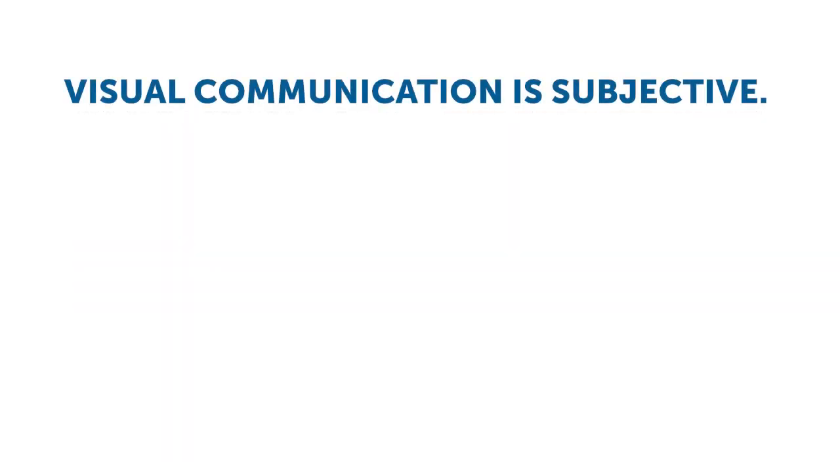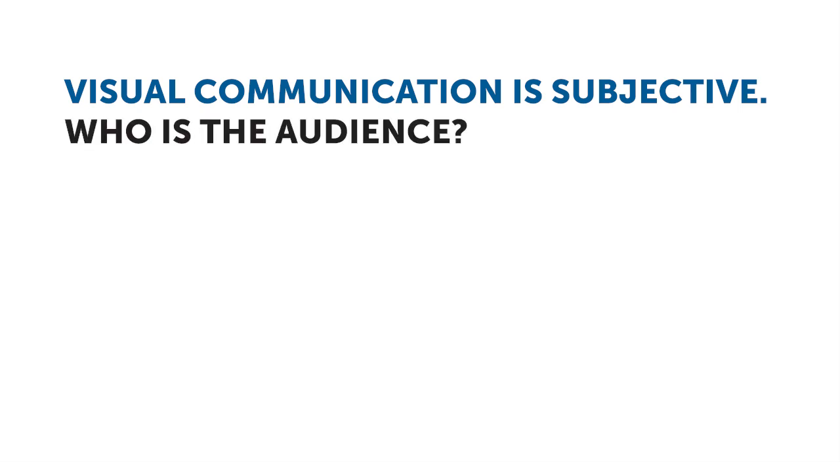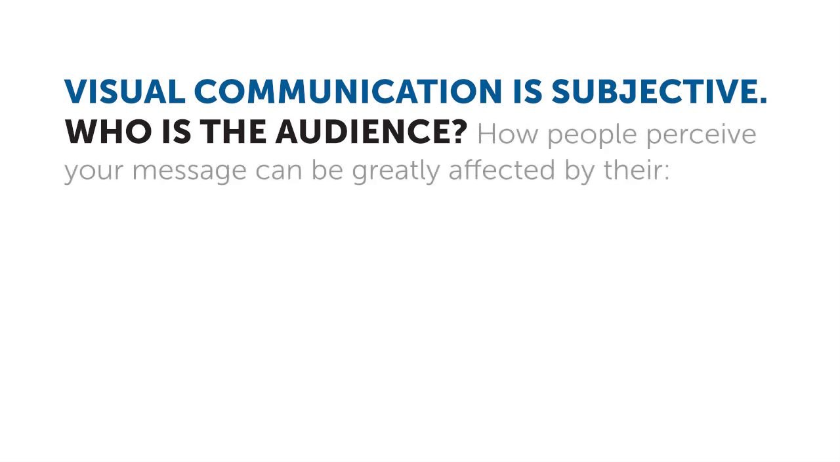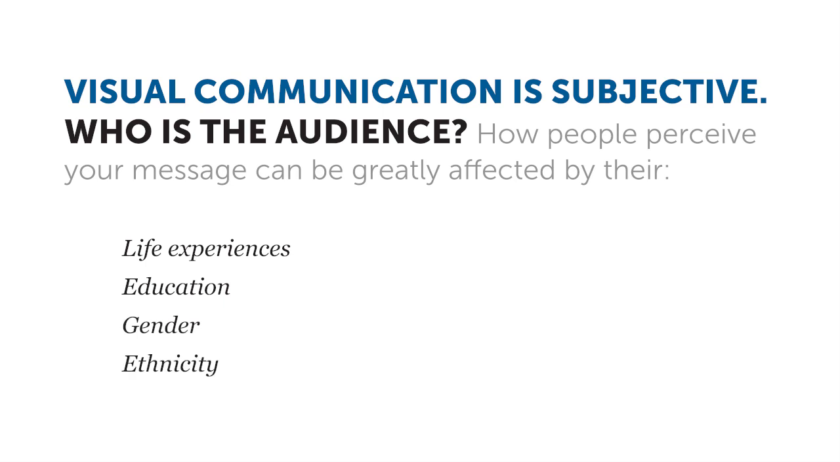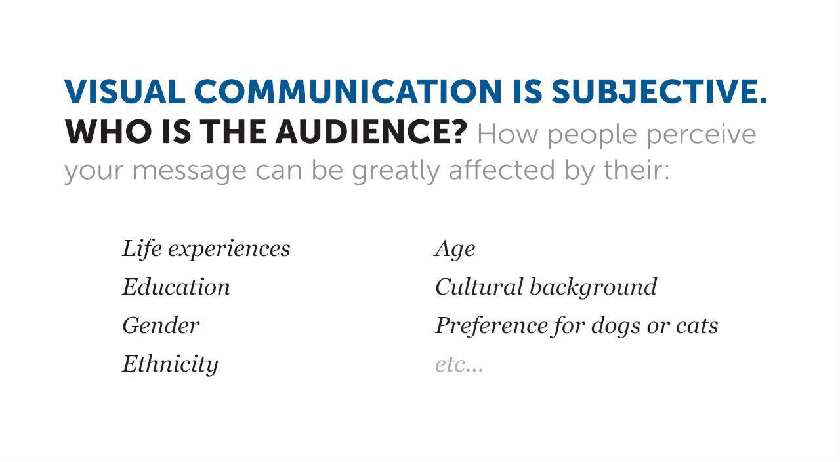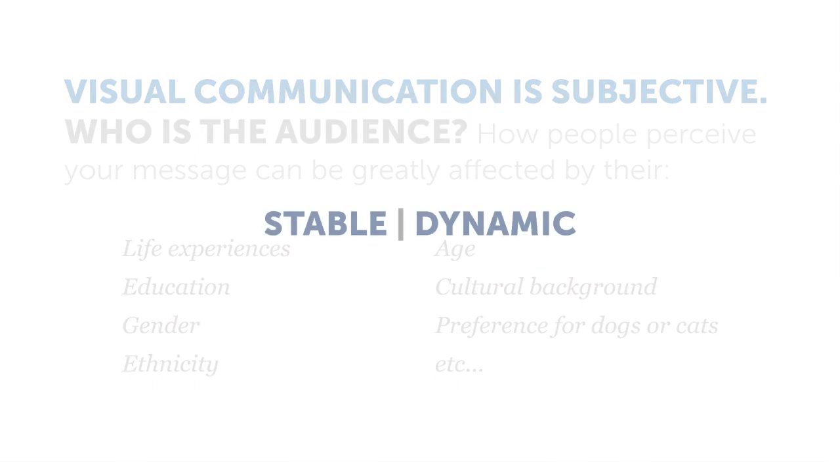This is a very important point, as visual communication can be very subjective. You must understand the audience, or demographic, to whom you're communicating. How people perceive what you're presenting them can be greatly dependent on their life experiences, education, gender, ethnicity, age, culture, etc. These are all things that can affect how they will perceive your communication. It's very simple. If you don't care enough to understand them, why should they listen to you?